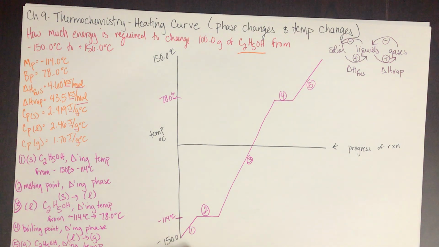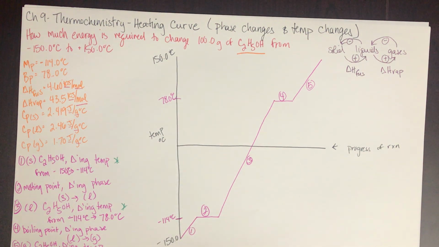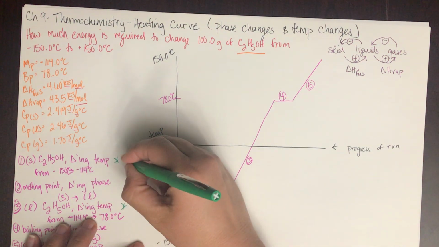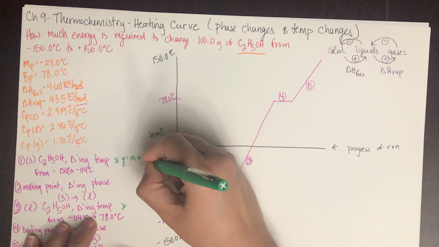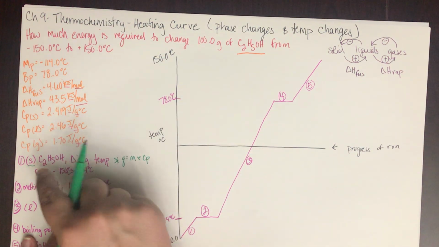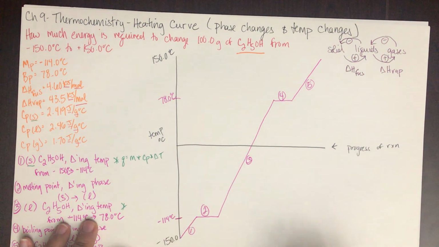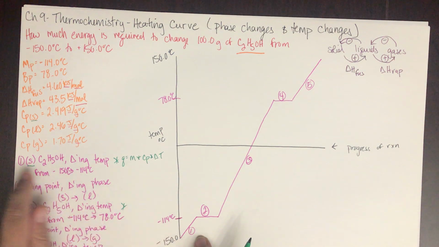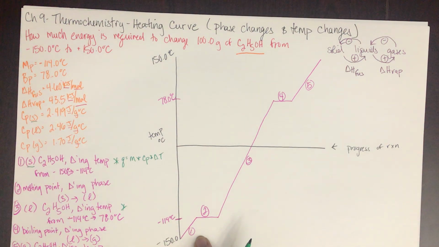So again, steps 1, 3, and 5, we are changing the temperature, not the state. For these equations, we are going to use the formula Q equals mass times the specific heat, remember the specific heat of that phase, times the change in temperature. So that's what I'm going to do right here. It's going to give me an answer in joules. I'm going to convert it to kilojoules so I can add it all together at the end.